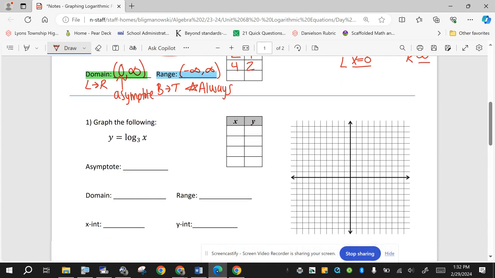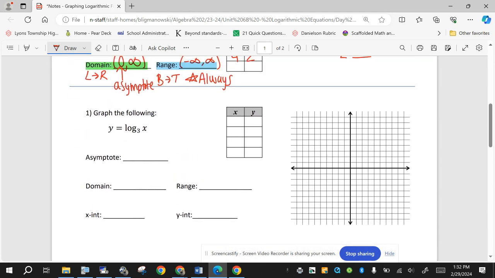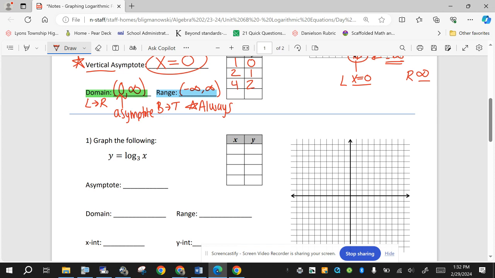So let's do a few more examples. So I'm going to do log base 3 of x. I'm going to type this into the graphing calculator and get my table of values.